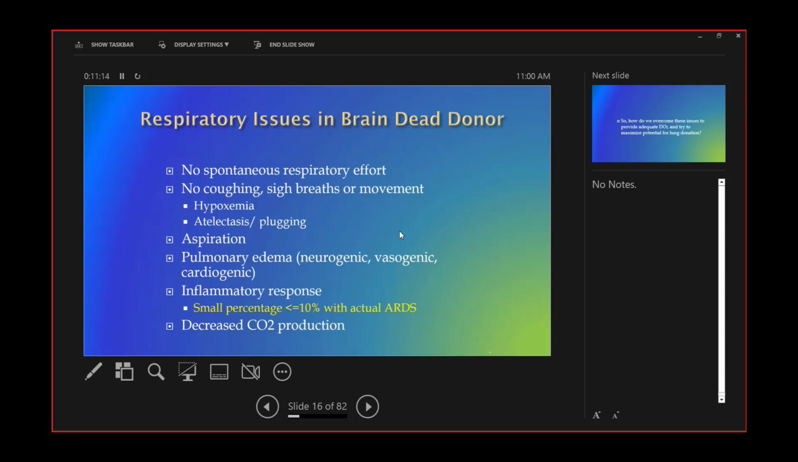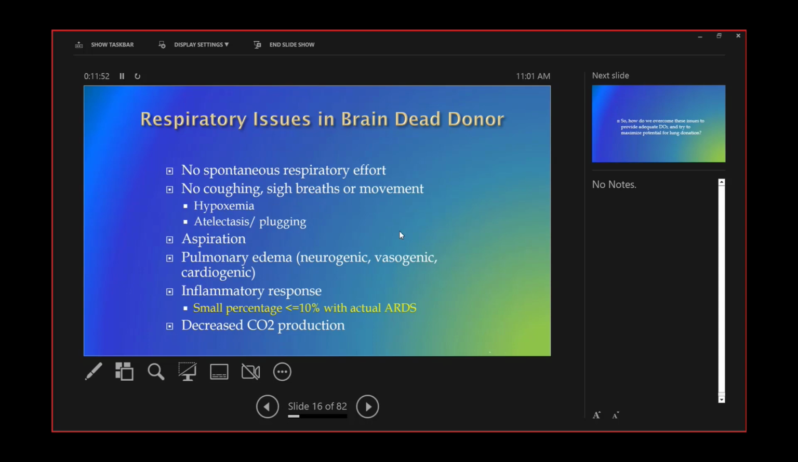On top of that, most of our donors have some kind of aspiration during the CPR process. I mean, how many of them don't? It's pretty unusual. And then they develop pulmonary edema that can be neurogenic, vasogenic, or cardiogenic in origin. Remember that there is the inflammatory response that occurs with the brain death process. And people used to think that donors had ARDS all the time. But the fact that we can turn these lungs around in 24 or 48 hours says this is not ARDS. ARDS takes weeks to resolve. So it's a very, very small percentage of our patients, probably less than 10%, that actually have ARDS or some kind of inflammatory component that causes primarily lung injuries.